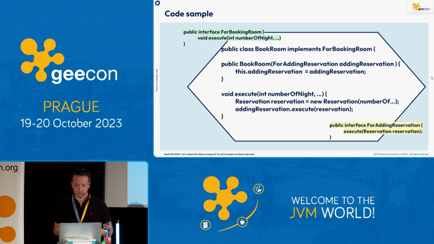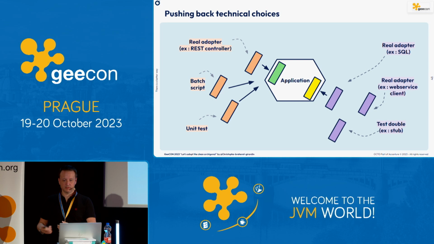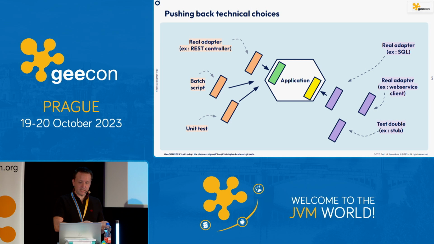And then you can have multiple adapters. You can have a REST controller, a batch. On the other side, you can have a SQL, NoSQL, a file, web services, whatever. And you can have multiple adapters for one port. Why not? One is for a website, and another is for a batch at night. And the first adapter I'm writing is a unit test. The first adapter on the right I'm writing is a test double, like a stub.